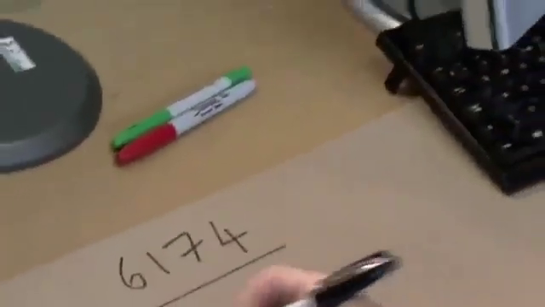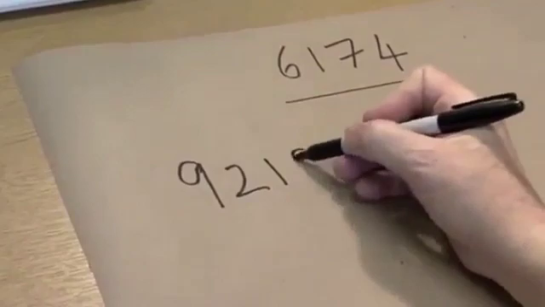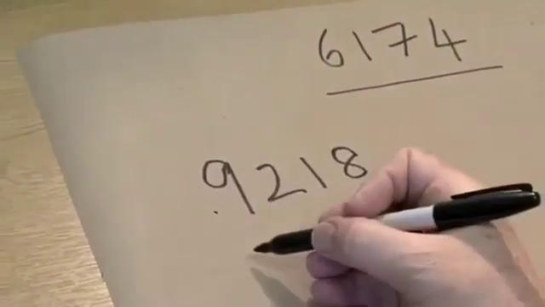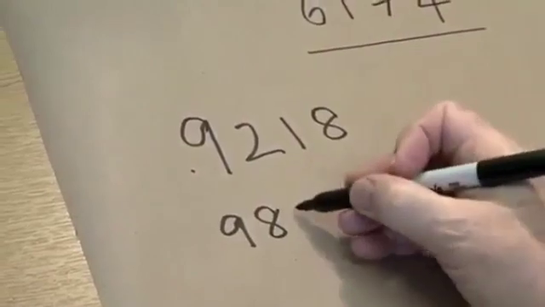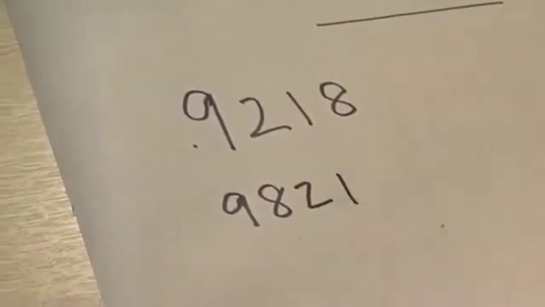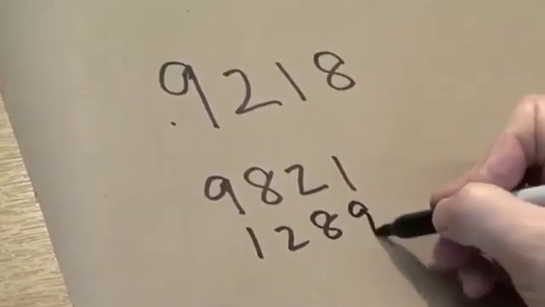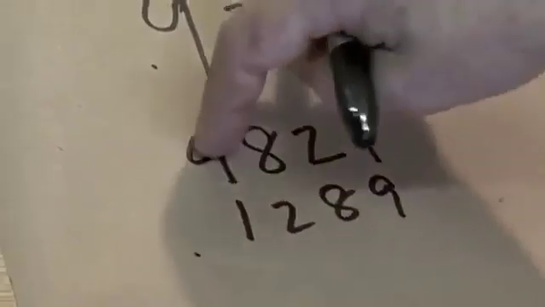So I asked you to choose one at random, and you said 9218. That is your starting point. Now the first thing you do with this is to put it in order, the largest number first, then the next largest, then the next largest, and then the smallest, and then the other way around, 1289. I've rearranged these digits in order, highest to lowest, and lowest to highest.